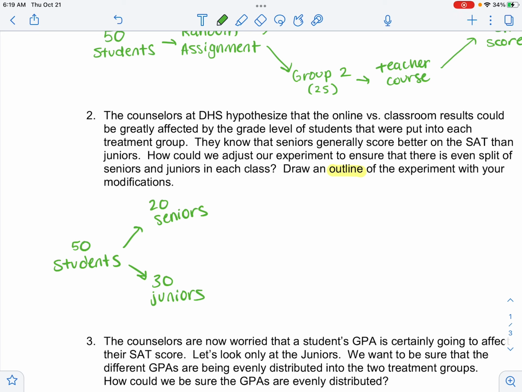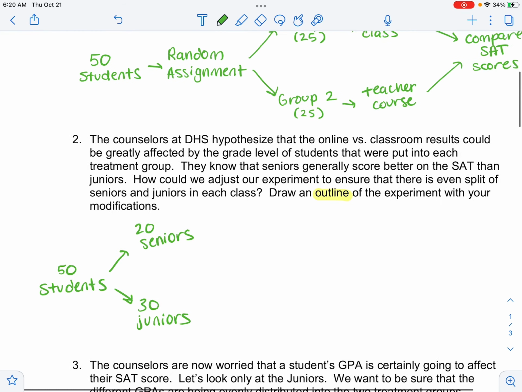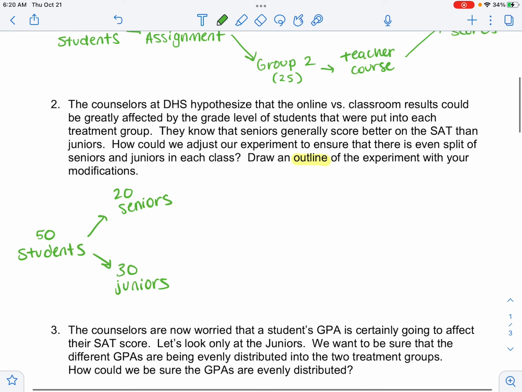Now, within each of these subgroups, and we actually call them blocks, but I'll get to that in the next video. In each of these blocks, we are going to perform like a mini experiment that we did above. So I'm going to take the 20 seniors. I'm going to give them a random assignment.